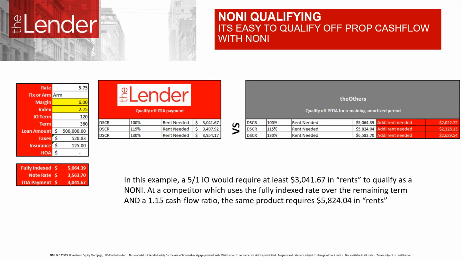So when you get a rate quote from an AE, from a competitor, and it's not the Noni product, make sure that you understand what that rent is and if you DSCR, and what is their DSCR requirement?